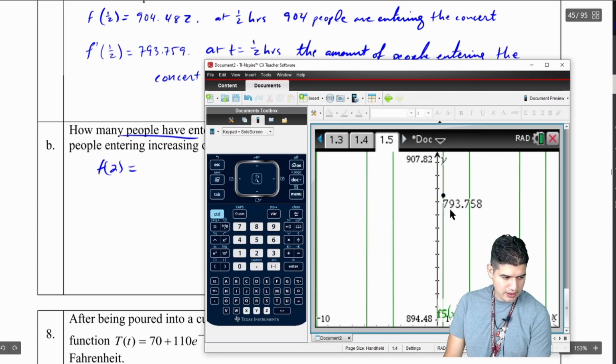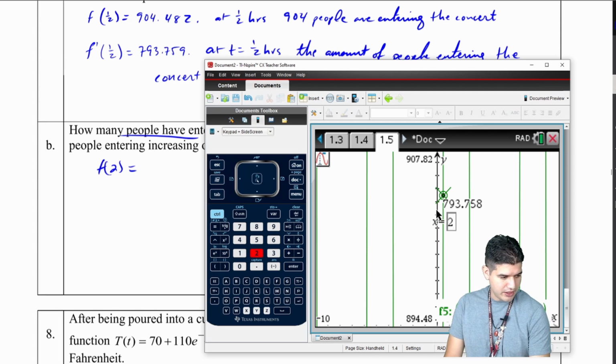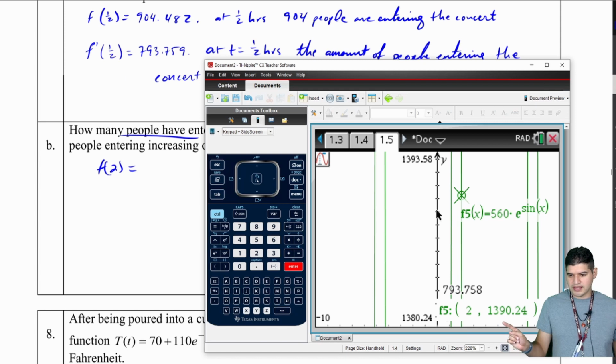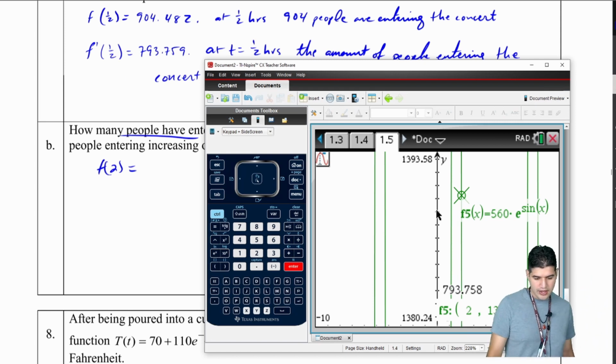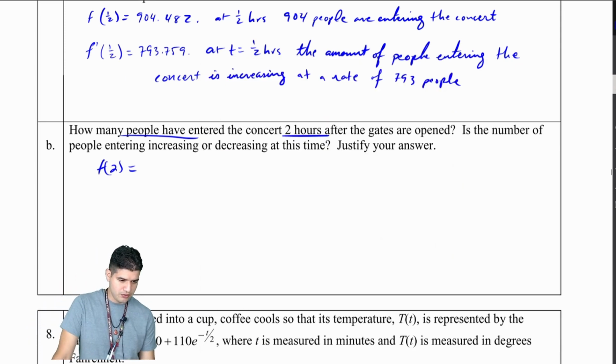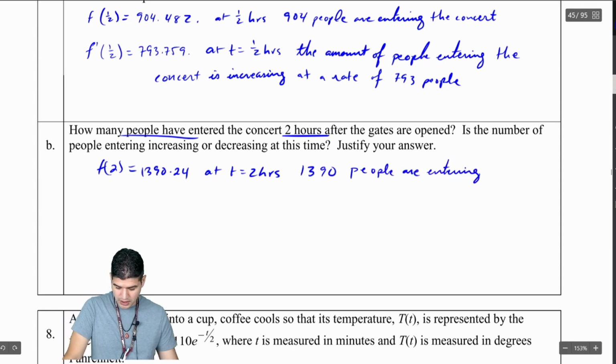We're still using this, and we're going to go menu, right? We're going to go trace, graph trace, type in 2, hit enter, and we're going to get this y value right there, 1390.24, and that's what we're going to be using in our answer. Okay, so which means at t equals 2 hours, 1,390 people are entering. That's a lot of people in a concert.